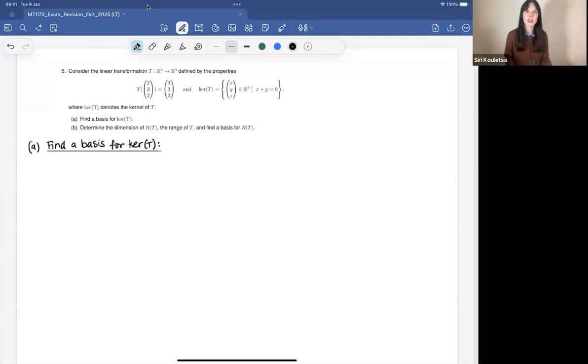And as a hint, if you haven't already thought of it, we have a Cartesian description for the kernel. And if we find a vector parametric description for the kernel, then that will give us the basis vectors we need. So think about how to go from a Cartesian description to a vector parametric description for the kernel.